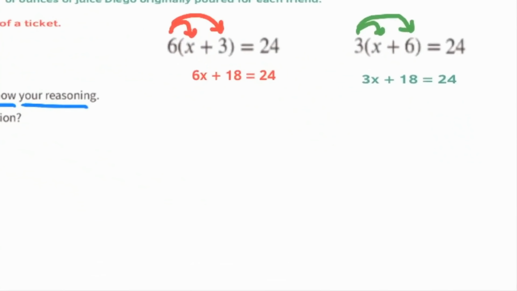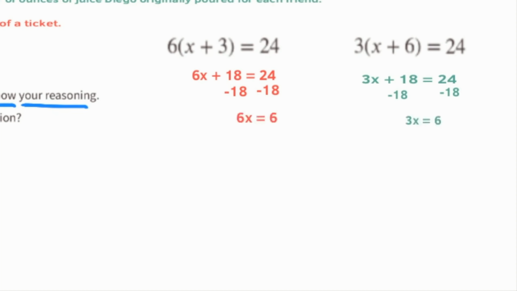On the left in red, you have 6 times x, which is 6x, plus 6 times 3, which is 18. 6x plus 18 equals 24. And on the right-hand side in green, we have 3 times x, which is 3x, plus 3 times 6, which is 18. To get the x by itself, we need to subtract 18 from both sides of each of these equations. On the left in red, we're left with 6x equals 6. And on the right, in green, we're left with 3x equals 6.